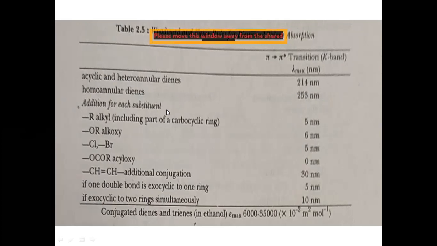Then addition for each substituent: if an alkyl group is there, then 5 nm; alkoxy group 6 nm; halogen group, then 5 nm. For an acyl group there is no weightage. If there is additional conjugation or extension of conjugation, then 13 nm. If one double bond is exocyclic to one ring, then it is 5 nm. If a double bond is exocyclic to two rings simultaneously, then its contribution will be 10 nm.